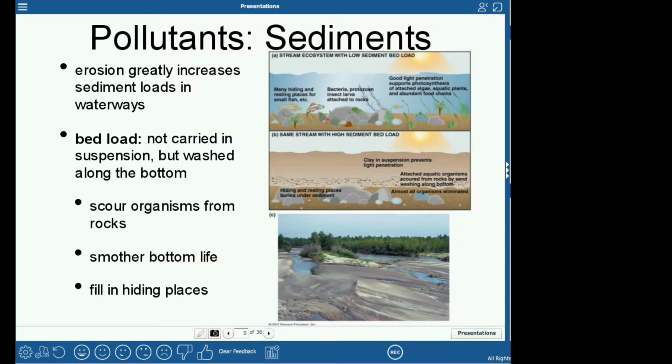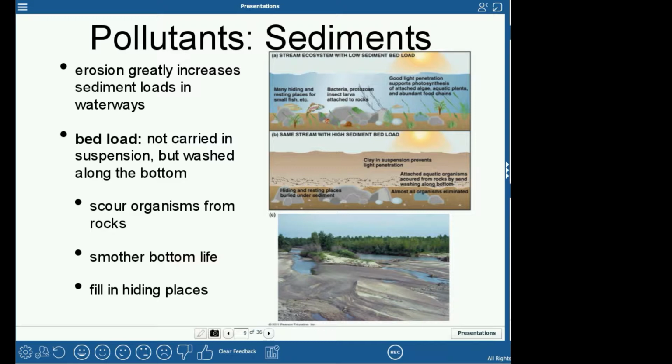Because plants and things can't just move, right? A fish can move closer to the top or something, but a plant is kind of stuck there. And you can see this river has had so much sedimentation that it's hardly a river anymore, right? It's just like some puddles.